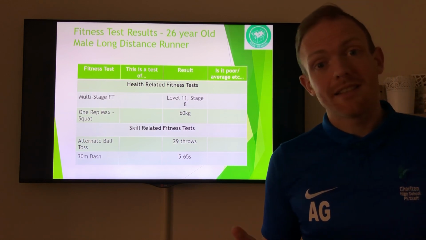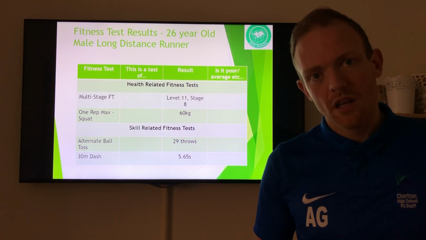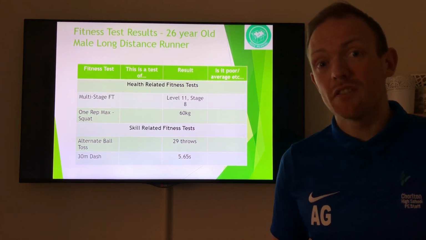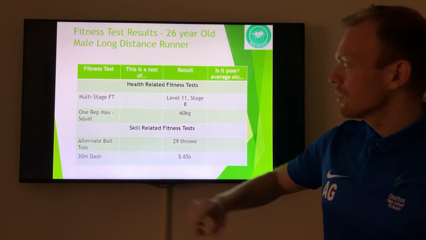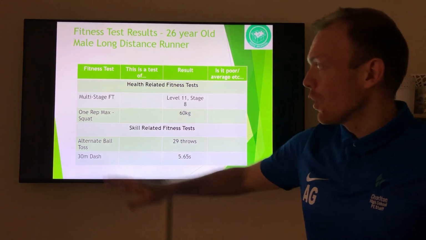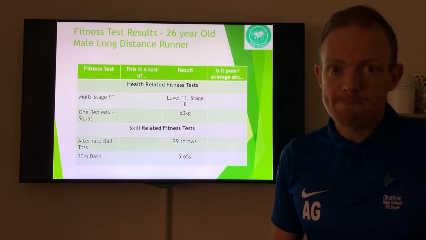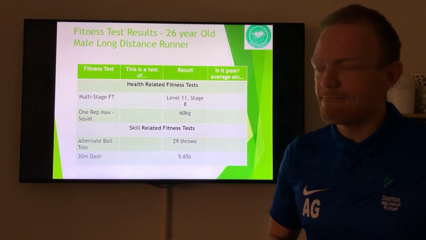So that tests cardiovascular endurance or aerobic endurance. They're both the same thing. Should I say cardiovascular fitness is the better phrase to use? I apologise. So I would write that in that box there. The 1 rep max for the squat tests muscular strength. Okay, you could also have 1 rep max for the bicep curl. You could have that for anything.